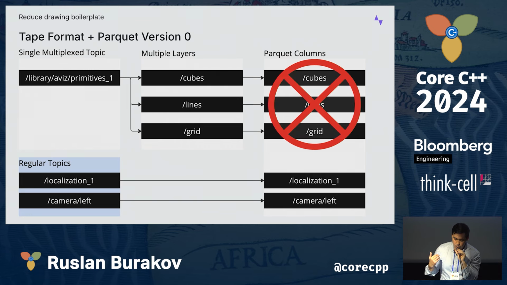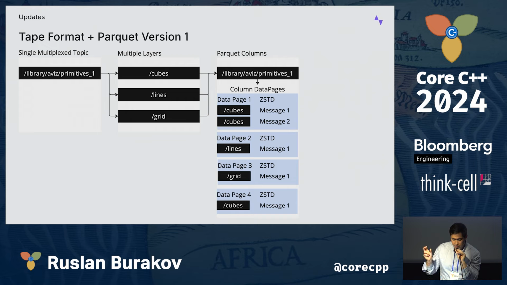Then our data pipeline team came and said, actually, for logging performance, we have to know the number of columns in Parquet in advance too, and that is why we have to adapt once more. So essentially, we have a single real topic, a single real column, but within this Parquet column, we interleave data pages.